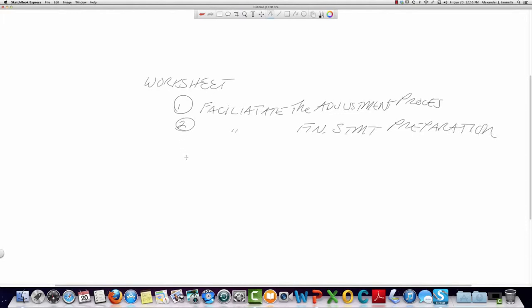Another point by way of summary is that the worksheet is optional. It does not have to be prepared. It's an internal document, or a tool for the accountant.